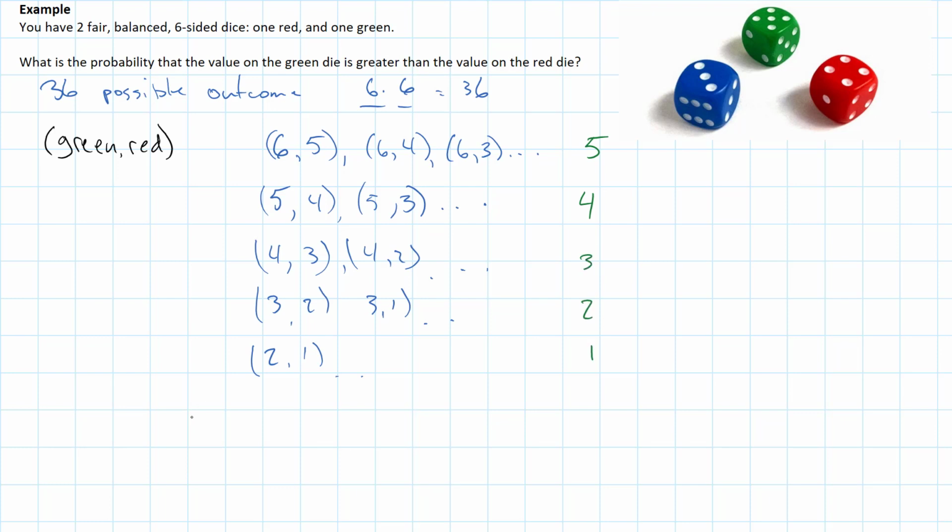So overall, that means 5 plus 4 plus 3 plus 2 plus 1 gets me 15 possible ways for the green die to be larger than the red die. So that's 15 out of 36 possible events.